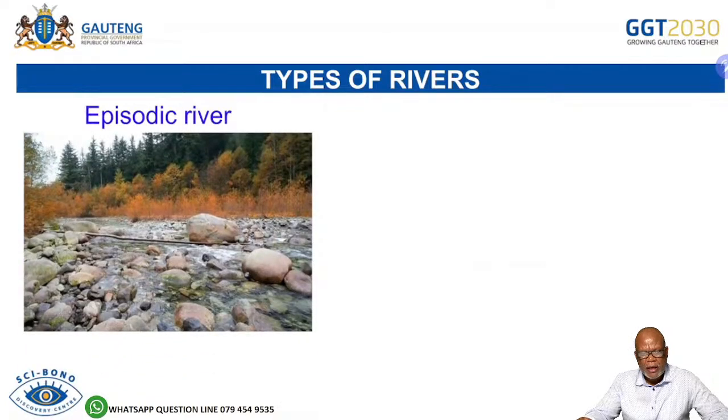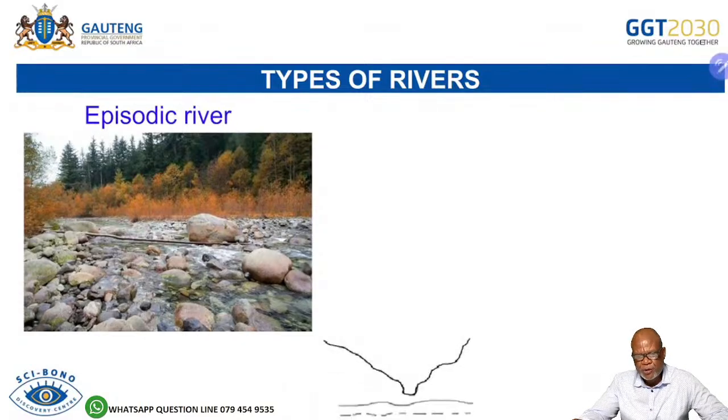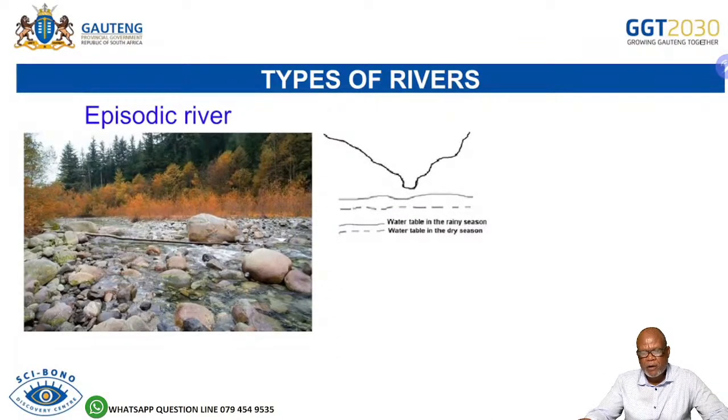Then we have what we call an episodic river. So what is an episodic river? We have already defined what an episodic river is. So we can see now what happens with the episodic river. Why does this river flow only after heavy rainfall? Because it does not have access to groundwater. So without heavy rain, there is no water for an episodic river.